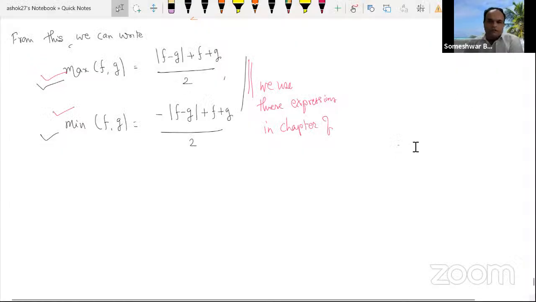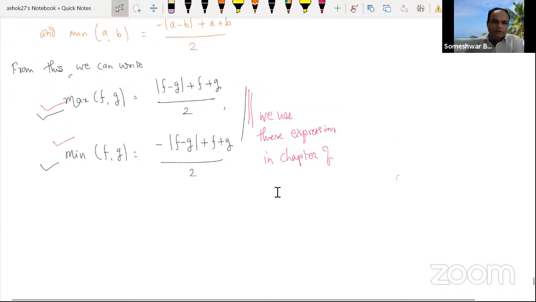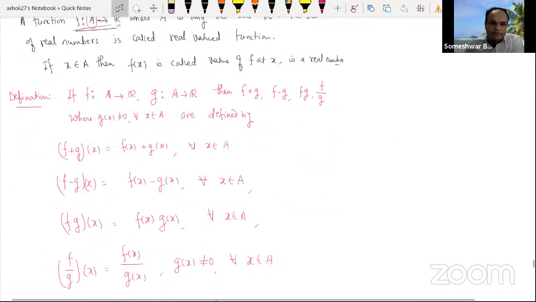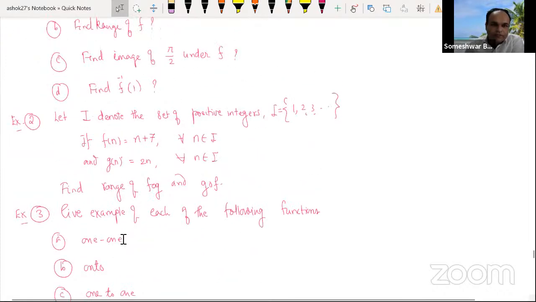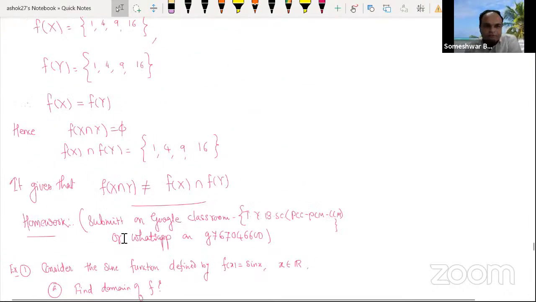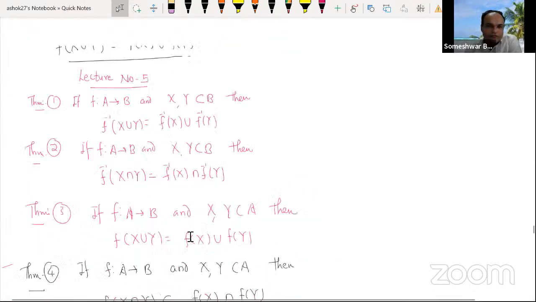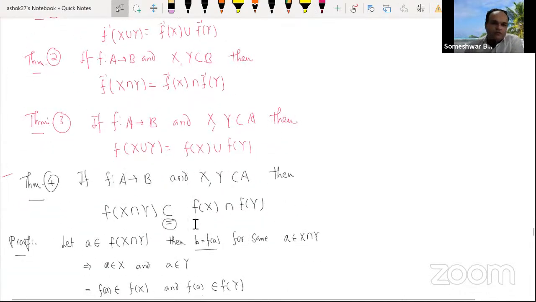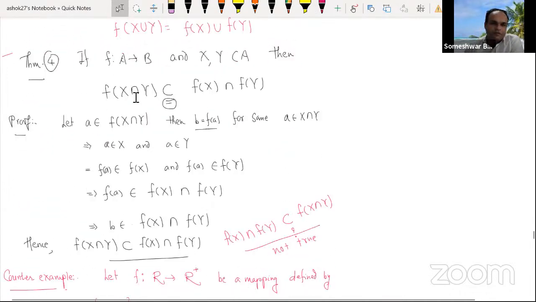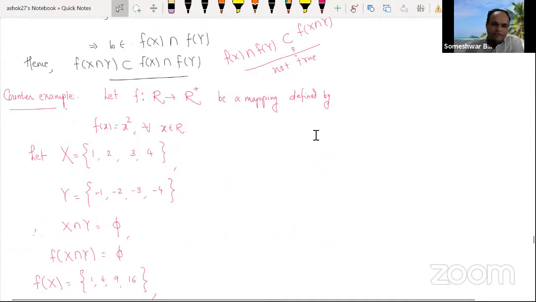So in the last lecture, let me just revise within a minute what we have seen. In lecture 5, we proved theorem 4: if f is a mapping from A to B and X and Y are subsets of A, then f of X intersection Y is just a subset of f(X) intersection f(Y). So there is no equality. We proved this theorem, and then after that we saw one counterexample.